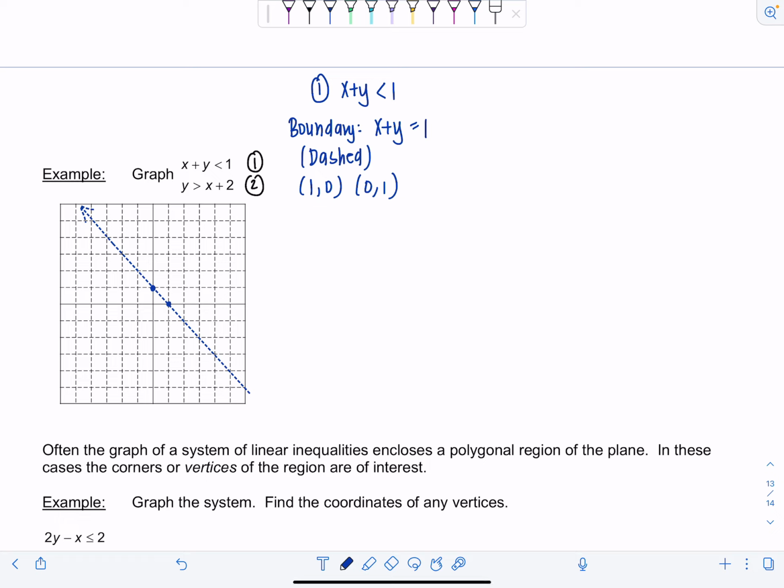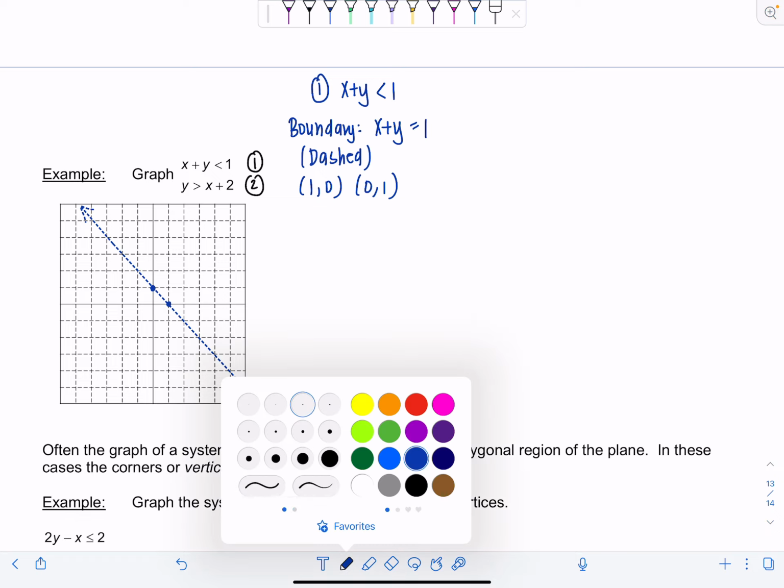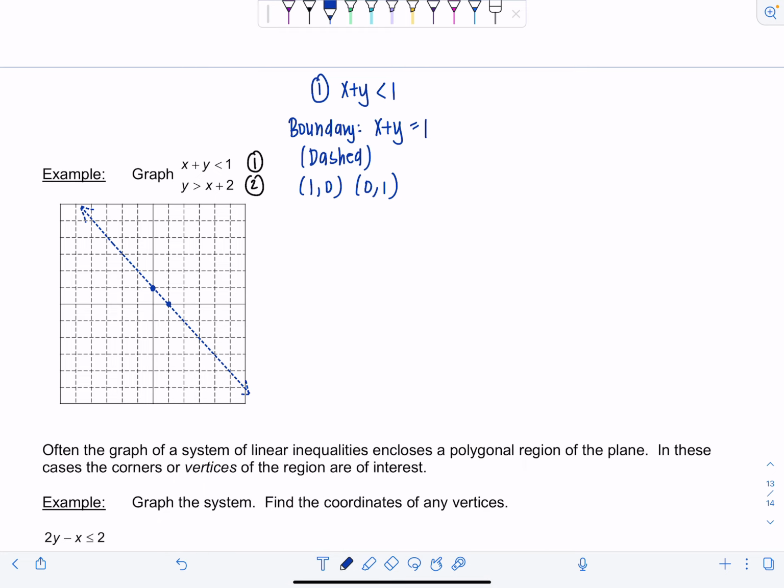Okay. Let's do a test point for this one. So test point, can we test 0, 0? Check, make sure it's not on the boundary. Yeah, we can totally use 0, 0. Okay, so let's test with 0, 0.